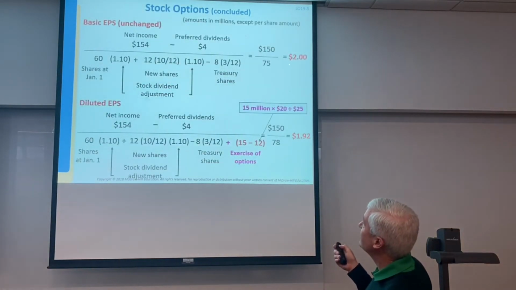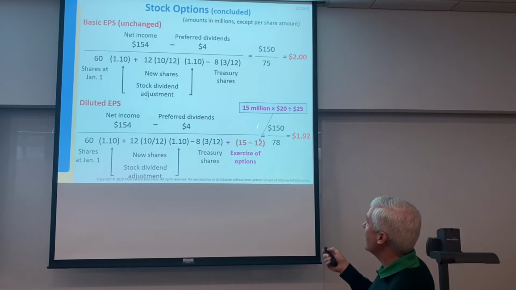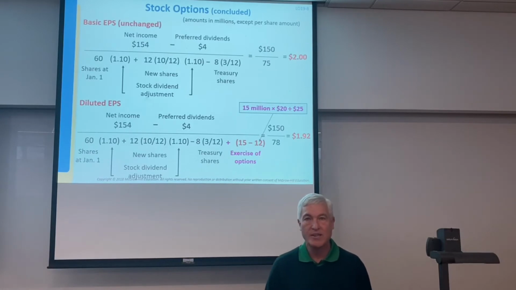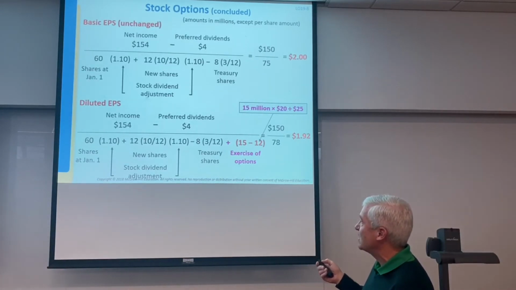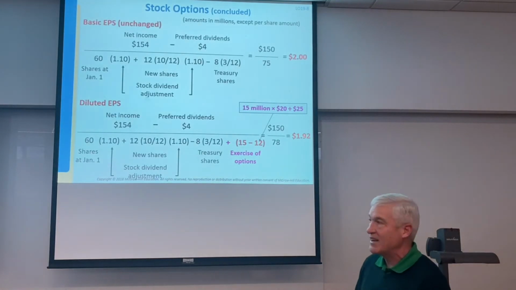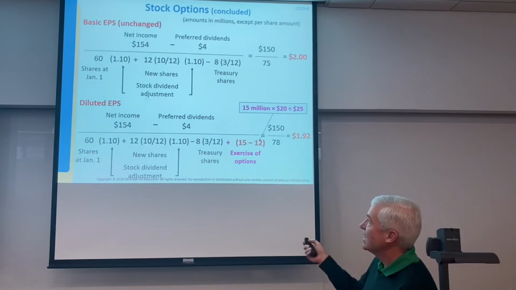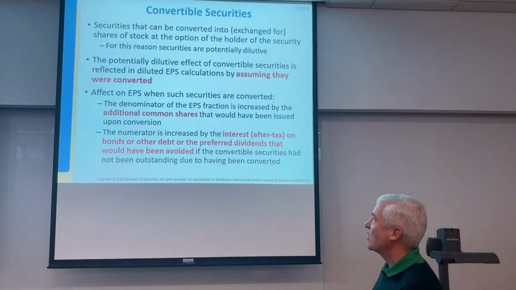Basic EPS is $2, and this is the exercise of options. You're not going to have to calculate this. I'm not going to hold you accountable for this. This isn't in the textbook. It's one of the excluded topics. But I will let you know that if people exercise their options, if there were stock options out there, you would look at the exercise of those options and change the price. I had to include this in the slide so we could move forward.